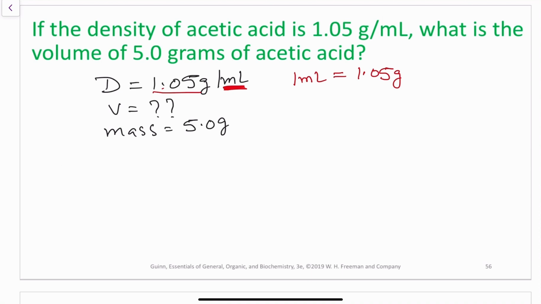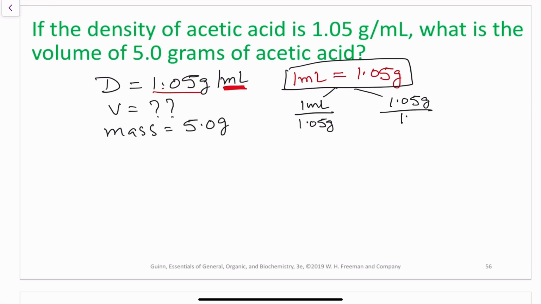And the time you got this equivalency, I can make a conversion factor. I can say 1 ml of liquid is equal to 1.05 grams of acetic acid, or I can say if I have 1.05 grams of acetic acid, that means I have 1 ml of that liquid, right? So this is how we normally use density as a conversion factor. First we make a density into an equivalency and the equivalency into a conversion factor. So now the problem is easy.